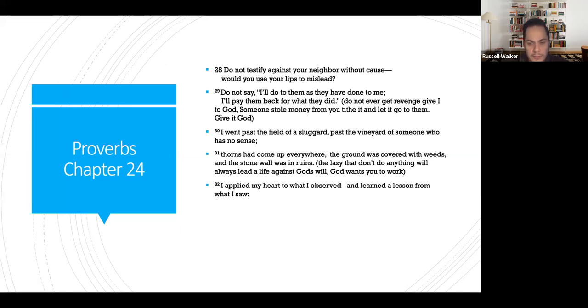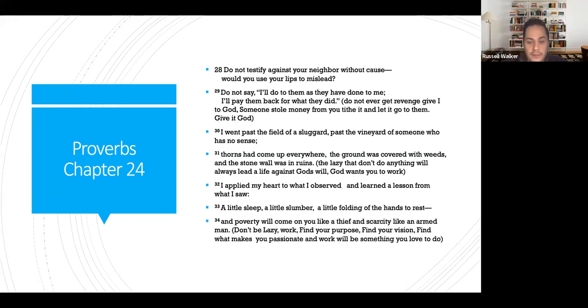I applied my heart to what I observed and learned a lesson from what I saw. A little sleep, a little slumber, a little folding the hands to rest, and poverty will come on you like a thief, scarcity like an armed man. So don't be lazy. Find your purpose, find your vision, find what makes you passionate, find what work is something that you love to do.